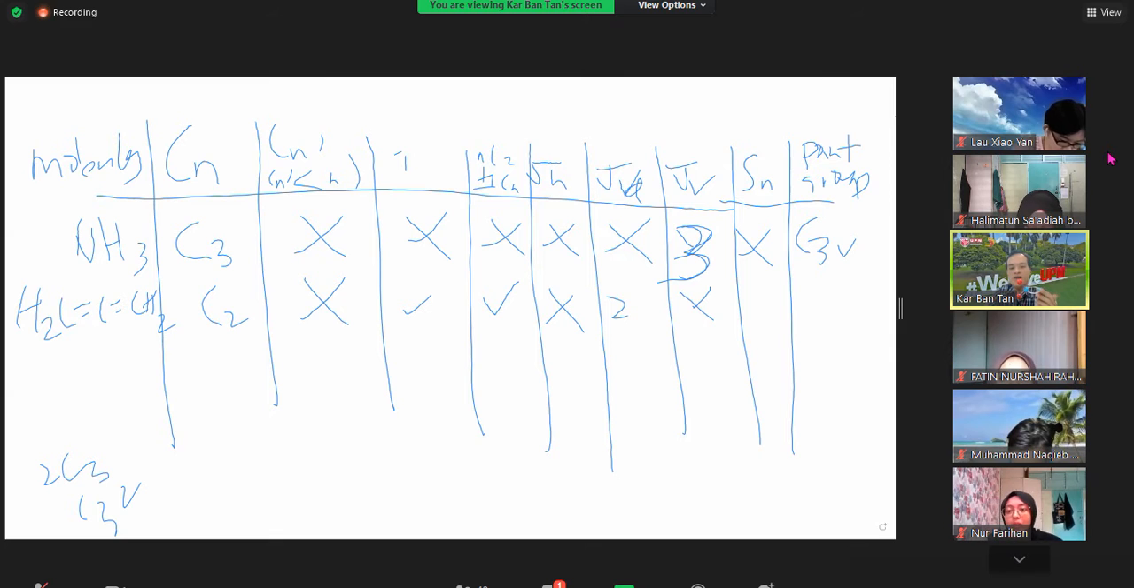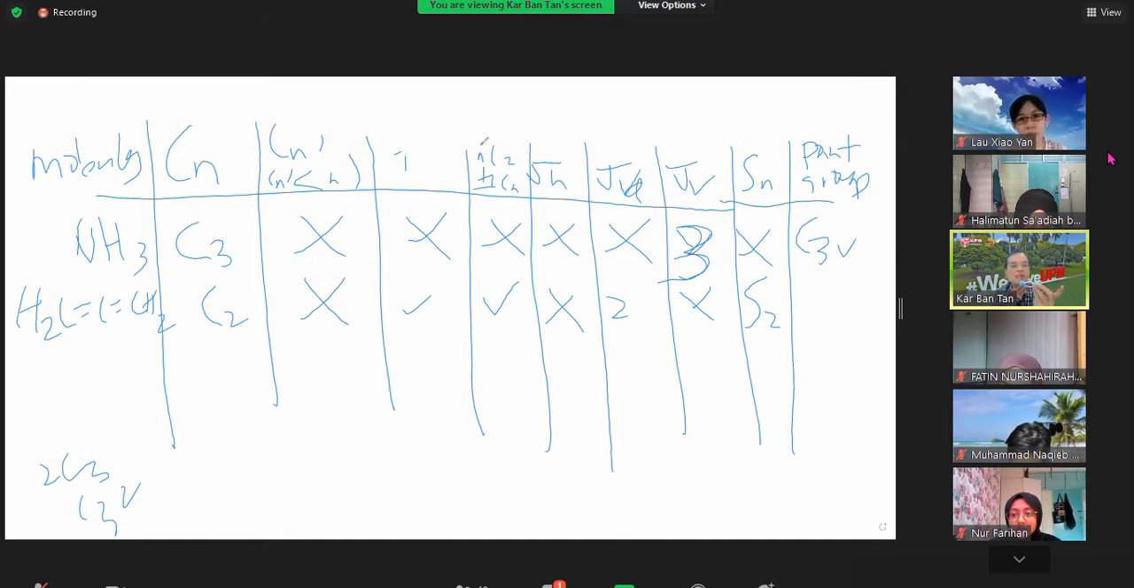Could you have Sn? If you take this one and rotate 90 degrees, your imaginary sigma h here, this one reflects here, this one reflects here, this one reflects here. So you do have Sn. S2. You do have S2.